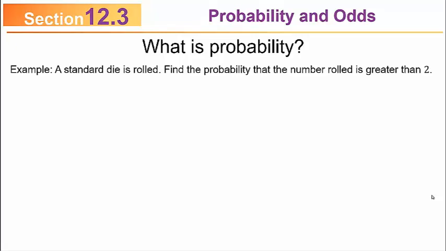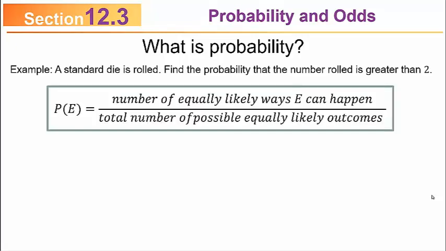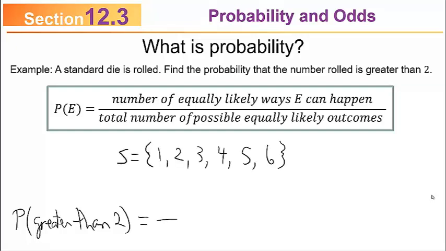Another example. A standard die is rolled. Find the probability that the number rolled is greater than 2. We approach it in exactly the same way as the previous problem. The probability of that event E happening is the number of equally likely ways that E can happen divided by the total number of possible equally likely outcomes. Well, we're looking for the probability that the die roll comes out greater than 2. So you've got to look at the sample space. We've talked about this before. The sample space is a set containing 1, 2, 3, 4, 5, and 6.